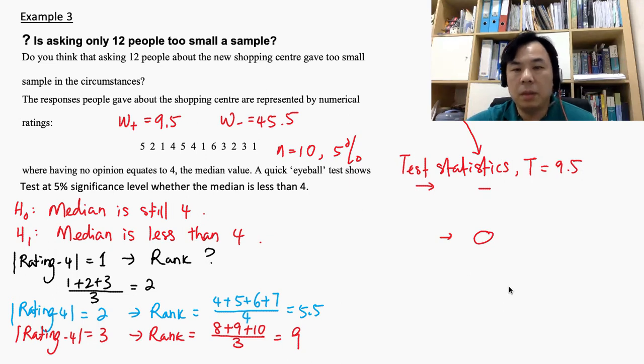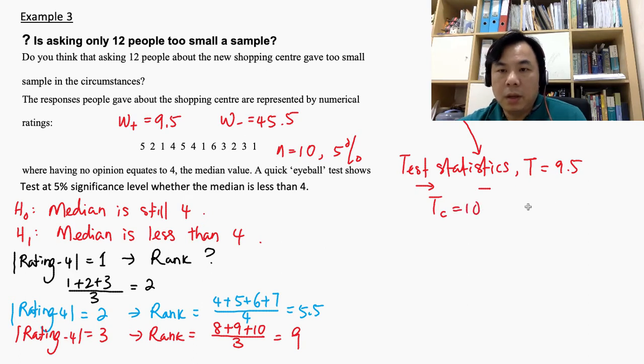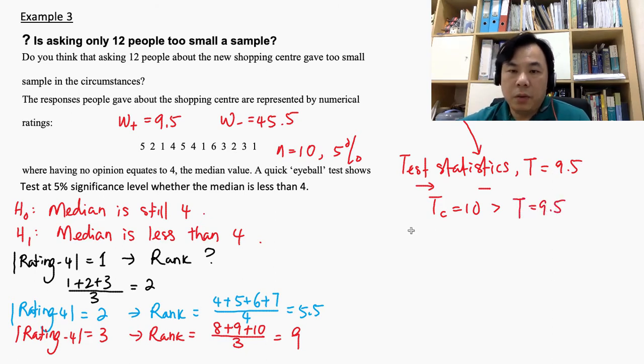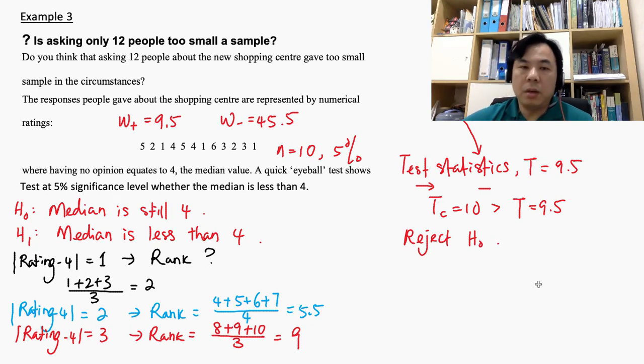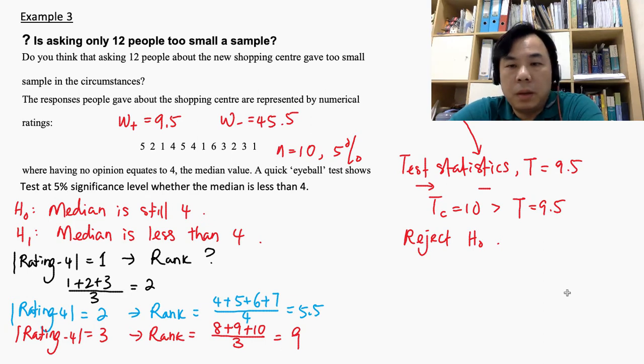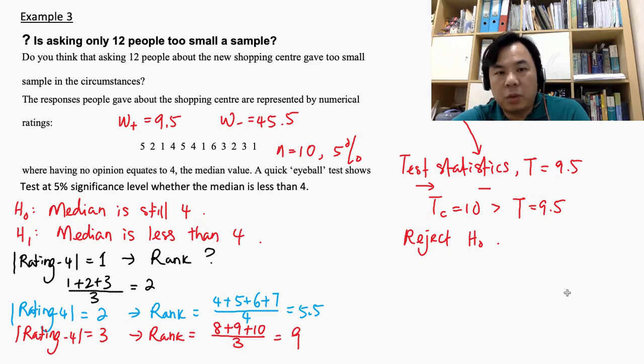So just let me mark that down. Therefore, the critical value is 10. We know that this one is bigger than the test statistic 9.5. Therefore, we have sufficient evidence to reject the null hypothesis. So rejecting the null hypothesis, we conclude that the median is actually less than 4. All right, now that's how we carry out the Wilcoxon signed rank test. I hope that's been useful. Now I'm going to show you the next question shortly.